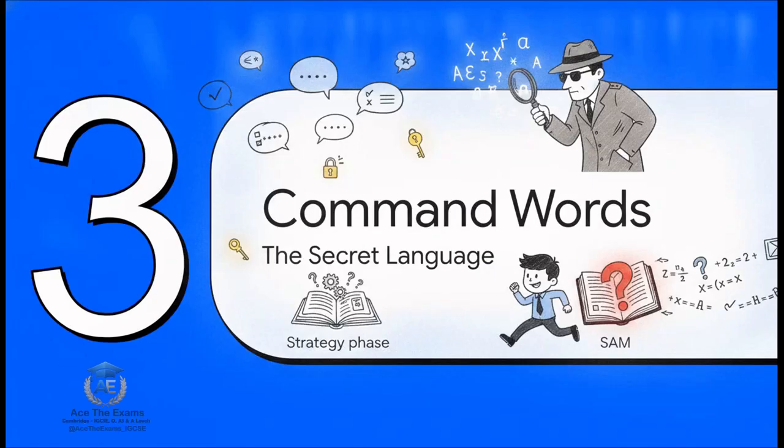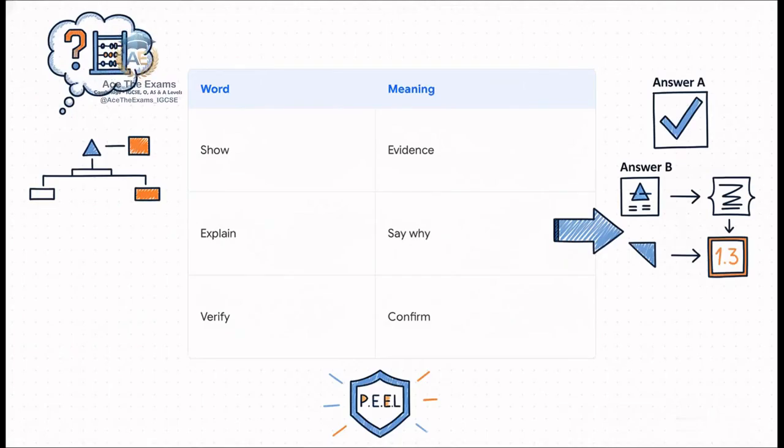Section 3. Decoding exam command words. The examiner's secret language. This is where we talk about Sam. Remember Sam? Rushing, missing the point. Command words are the secret vocabulary examiners use to tell you exactly how to score marks. Differing command words demand completely different types of written responses. When you see words like calculate or state, the path is straightforward. Just do the math. But look closely at show that and explain.